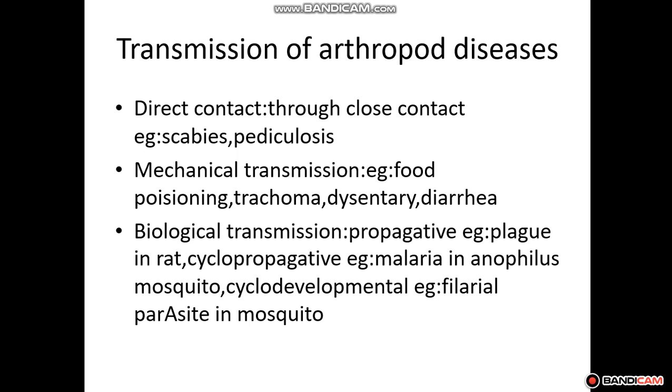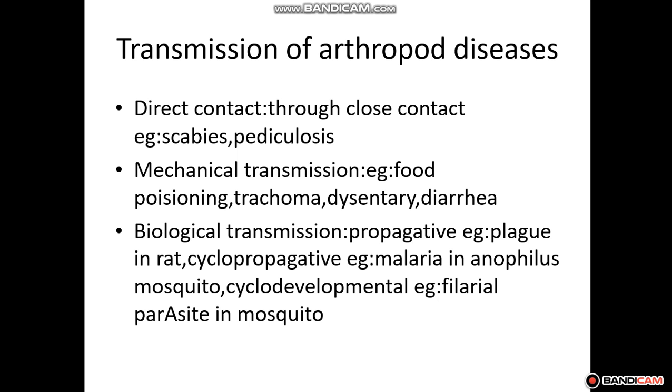Next is cyclodevelopmental. Here also filarial. So this parasite gets into the mosquito's body from the infected individual, and when it goes and bites the next person, the person is also infected with filaria. So that is called cyclodevelopment.